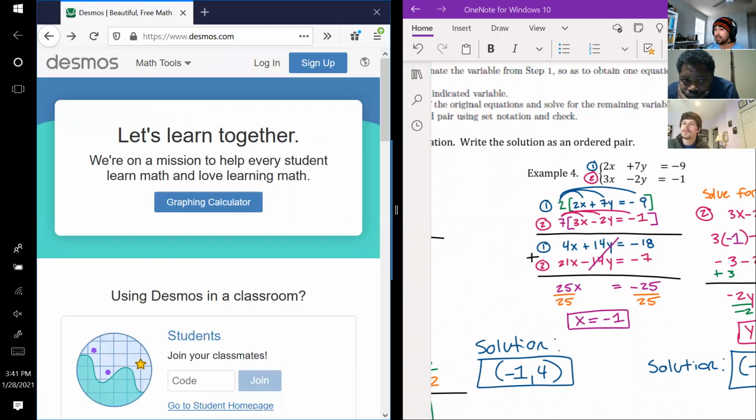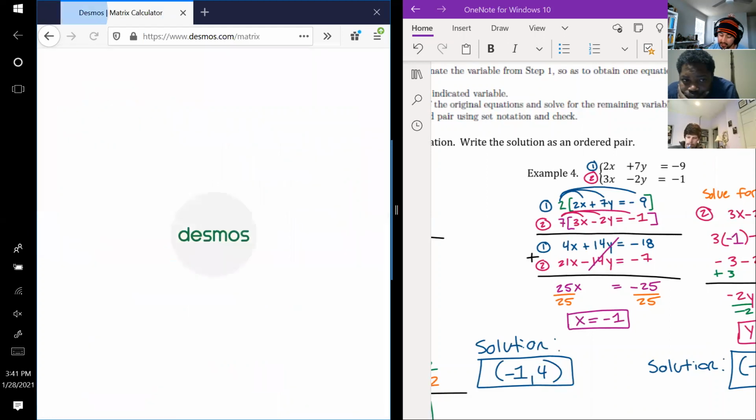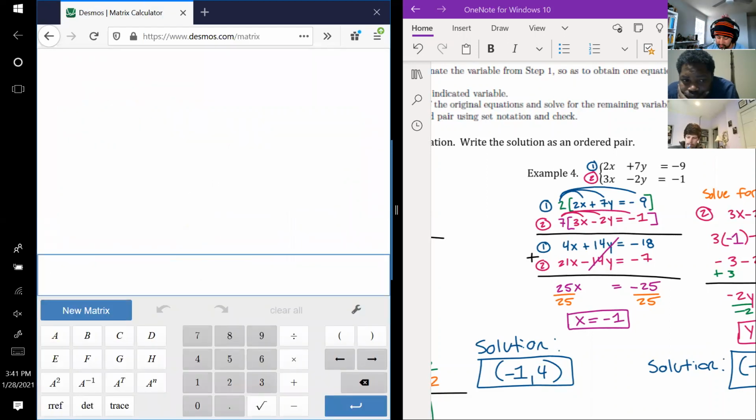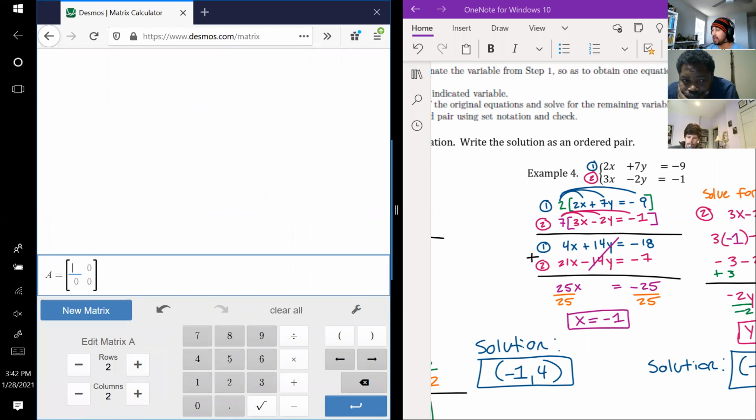And remember, Desmos has a matrix calculator. So I'm going to click Math Tools, Matrix Calculator. I'm going to click New Matrix, and I'm going to type in the system as I see it. And whenever you type a system into a matrix, you don't include variables. You only include the coefficients. So for the first row, 2.